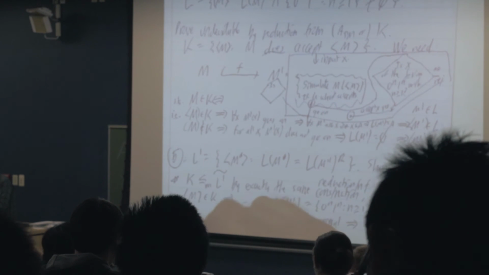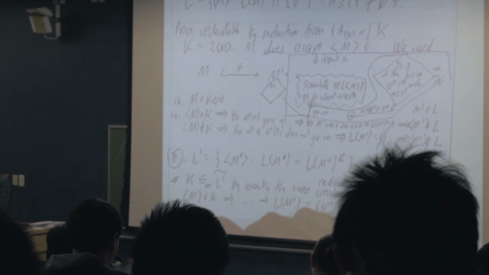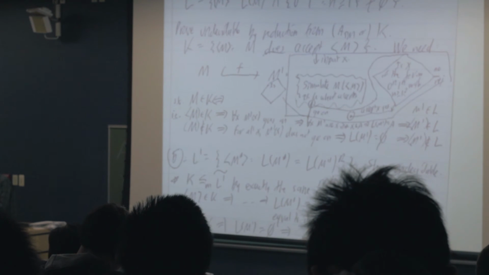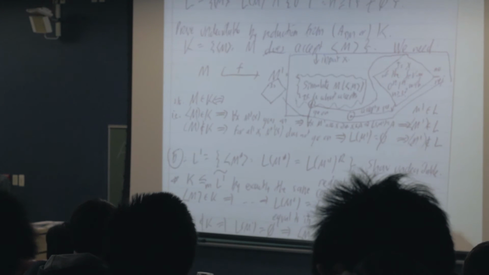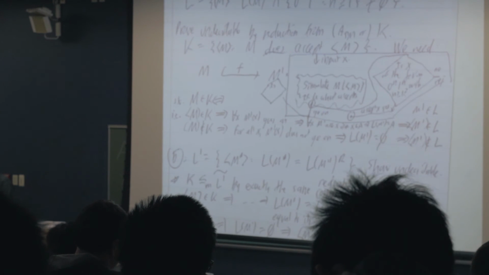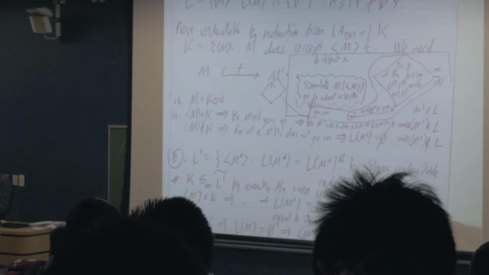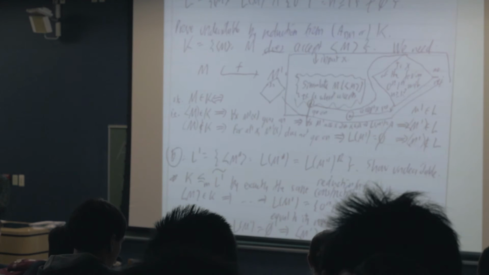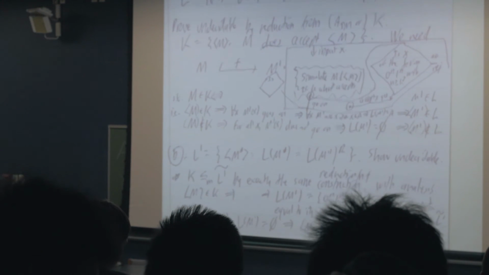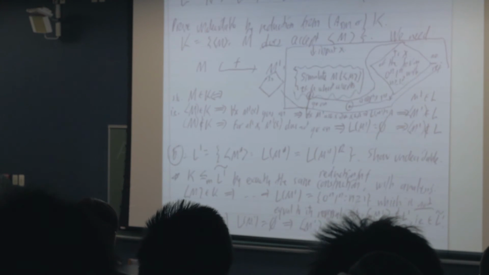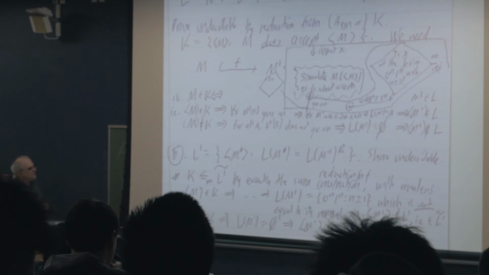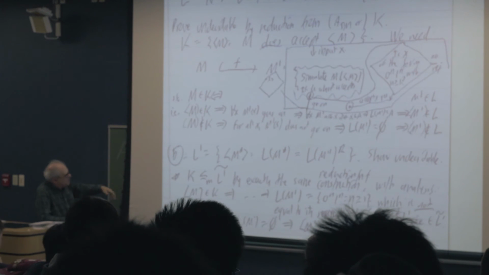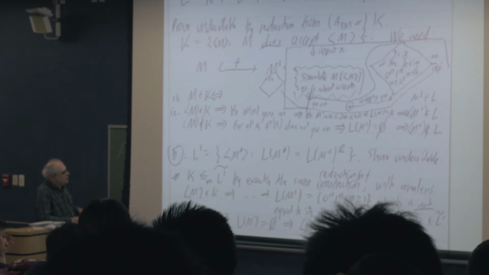Whereas M not in K implies that L of M prime equals the empty set, and this implies that the code of M prime is in L bar, since the empty set reversed equals the empty set. I just want to finish. Okay, so actually what we got here is that K in any one reduces to the complement of L prime.